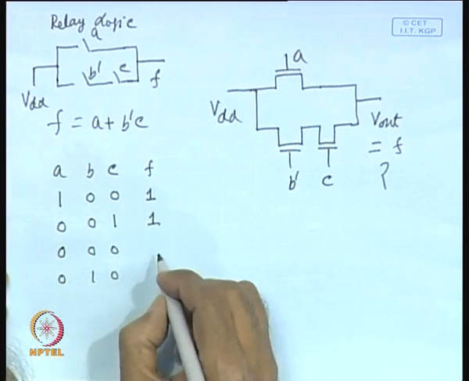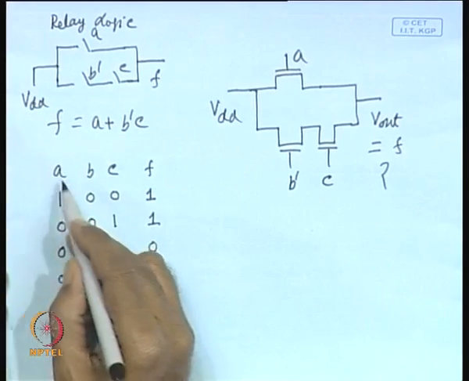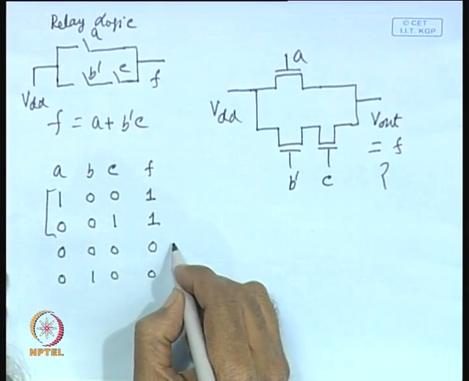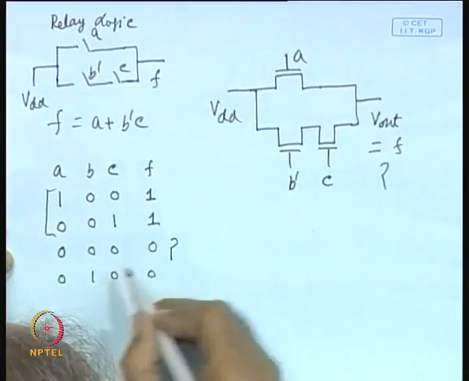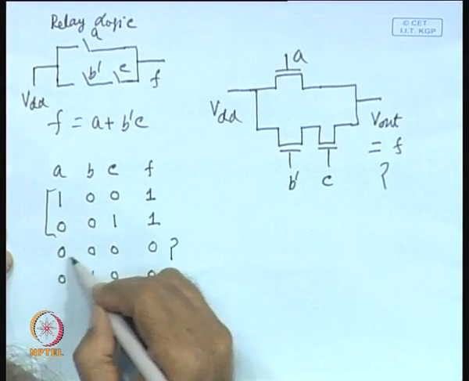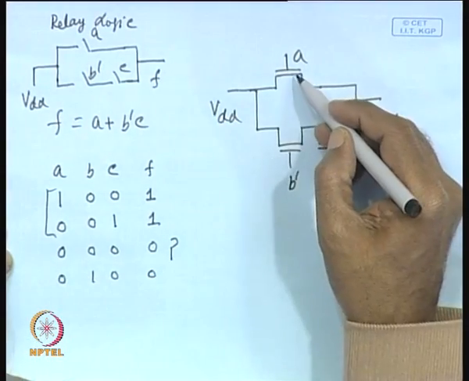So, for these inputs it is supposed to produce 0. Let us assume after applying any one of these inputs we apply 0 0 0, then what will happen? Shall we get 0 at the output? The answer is no. Why? The reason for that is, whenever after applying any one of the inputs, we apply either 0 0 0 or 0 1 0, what will happen?